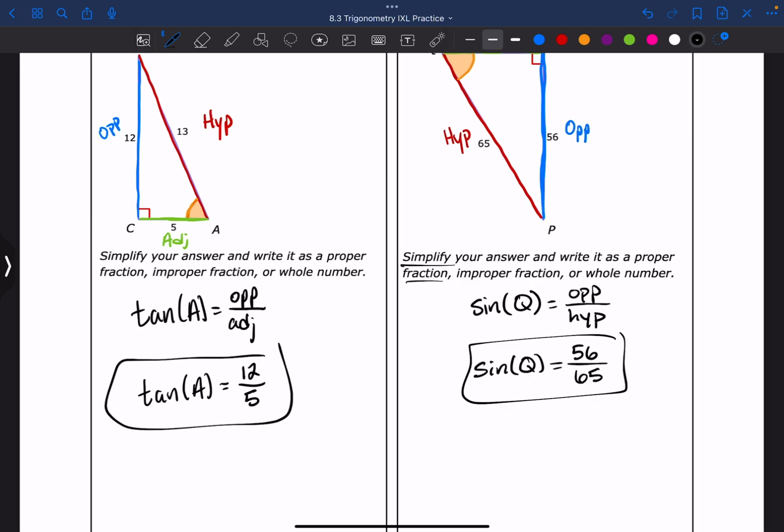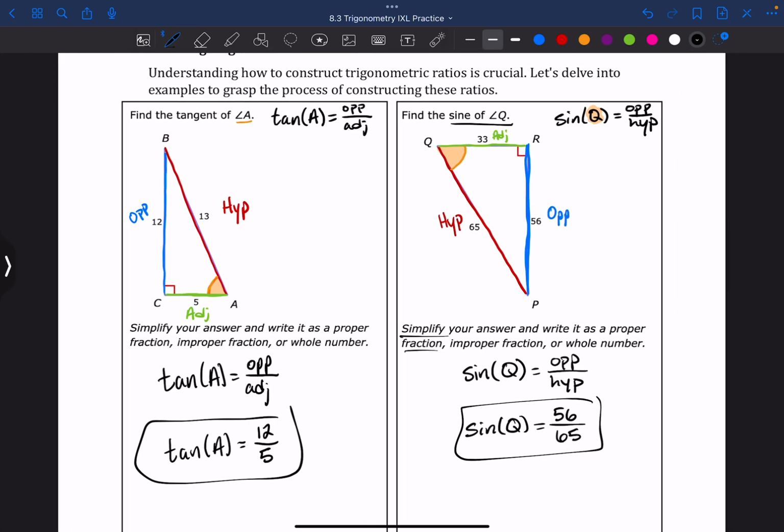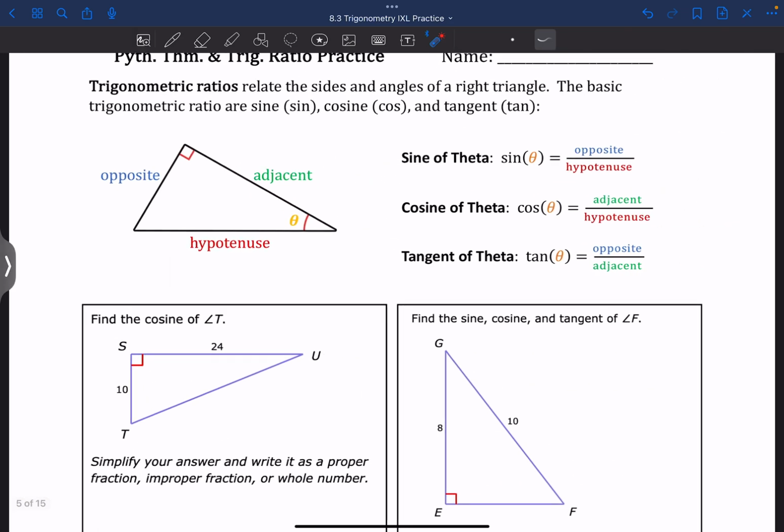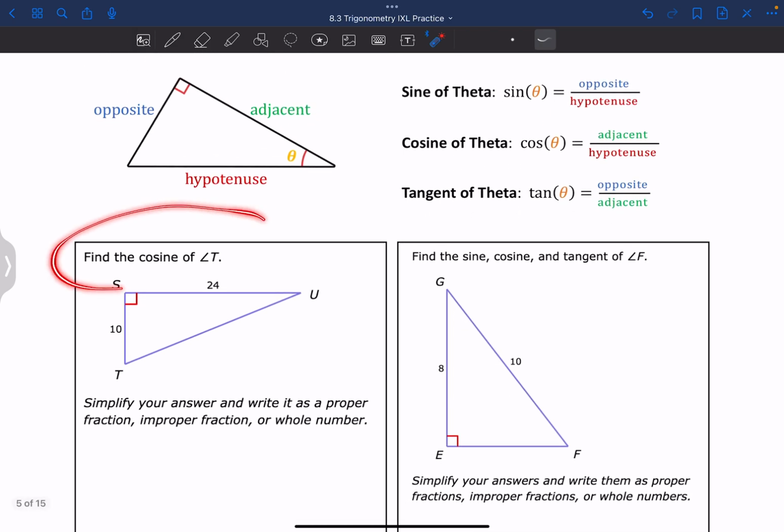Okay, so we had an example where we looked for tan and we looked for sine. Let's go to the next page to see more examples. We haven't done cosine, so we're going to do cosine. So here we're on our next page. We are going to be looking for cosine.